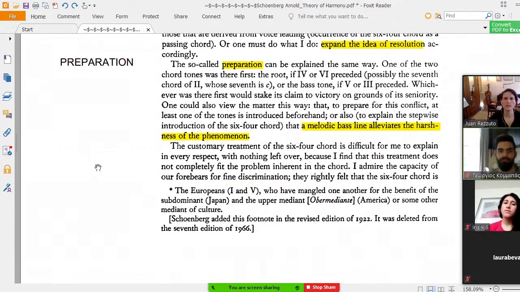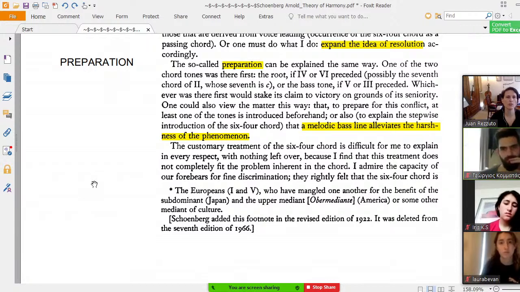So, preparation. The so-called preparation can be explained the same way. One of the two chord tones was there first, the root, if the fourth or the sixth preceded, possibly the seventh chord of the second, whose seventh is C. D, F, A, C. Now, the next topic is seventh chords. So, he's getting ahead of himself. Or the bass tone is the fifth or the third preceded. So the G on the bass. Whichever was there first would stake its claim to victory on grounds of its seniority. I love it.